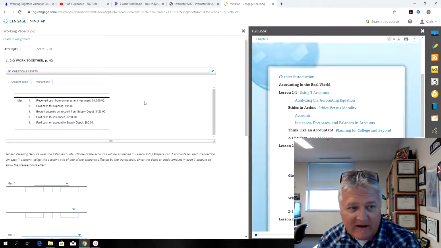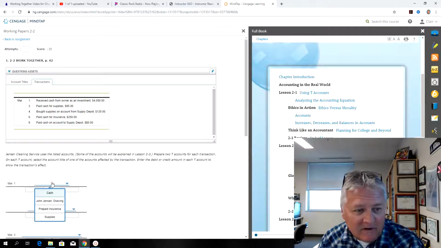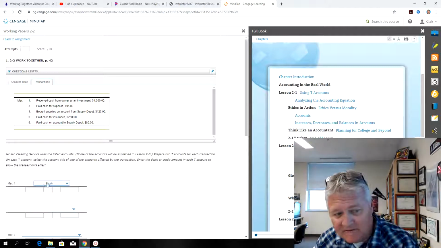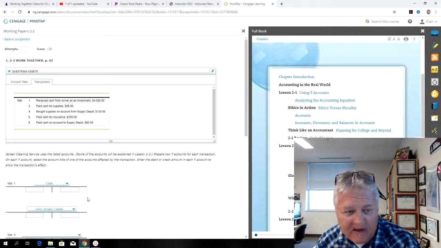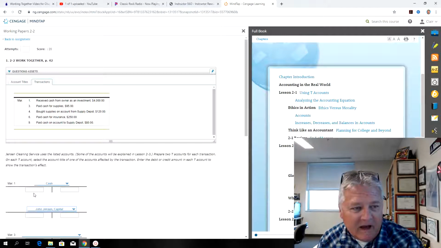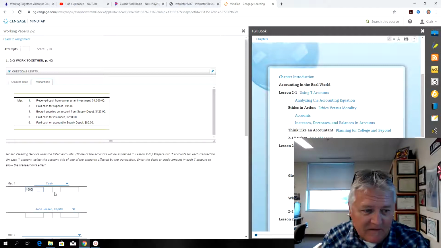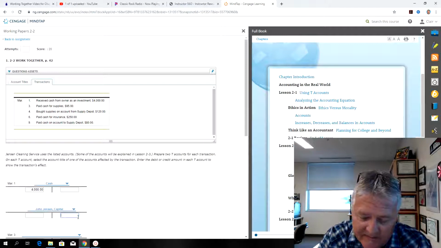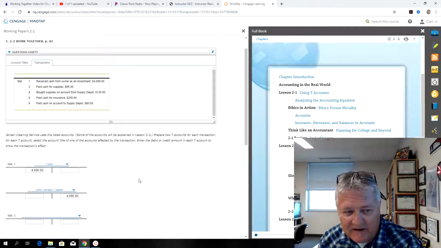So let's go to the transactions. So it looks like on March 1st, I received cash from the owner as an investment. So I would put cash as my first account, and then I would put John Jensen's Capital as my second account. He's the owner. And I would do a debit on the T account, which is $4,000, and then a credit to John's capital account of $4,000. So there's my 2 entries, and so that transaction is completed.